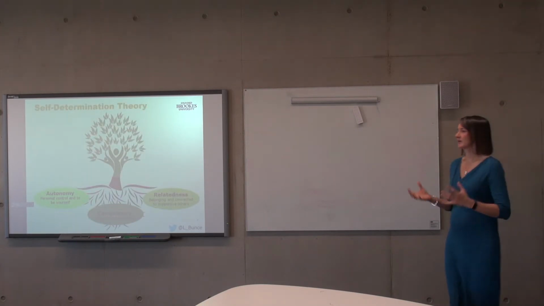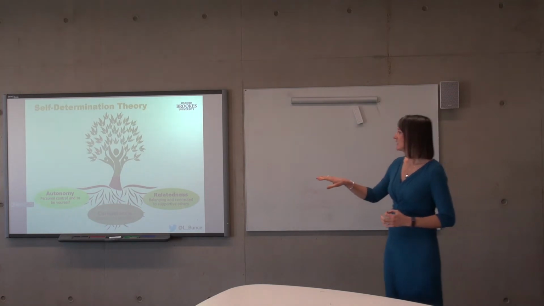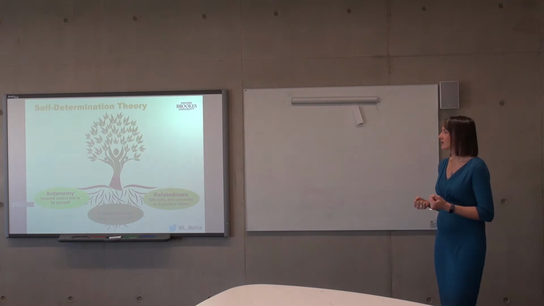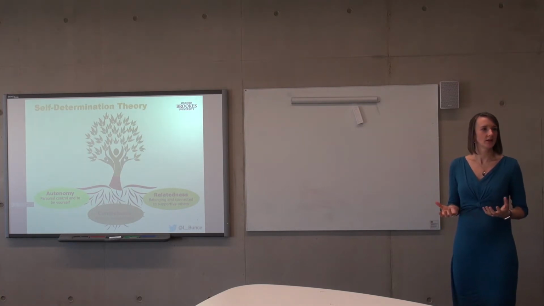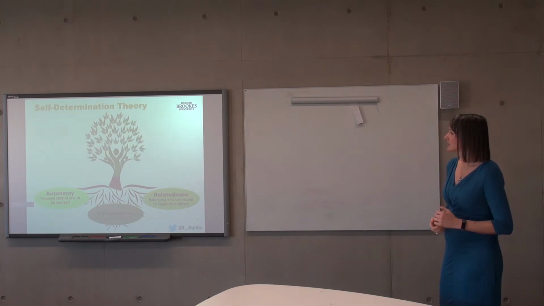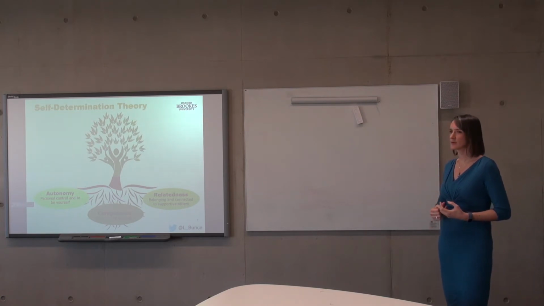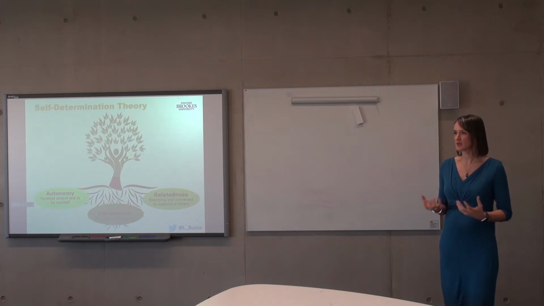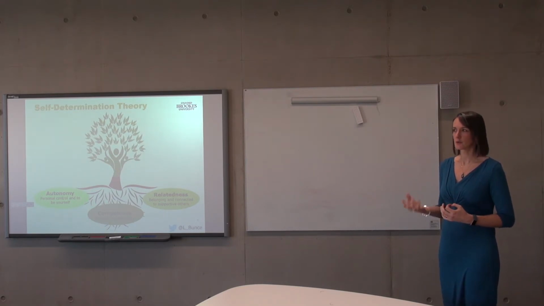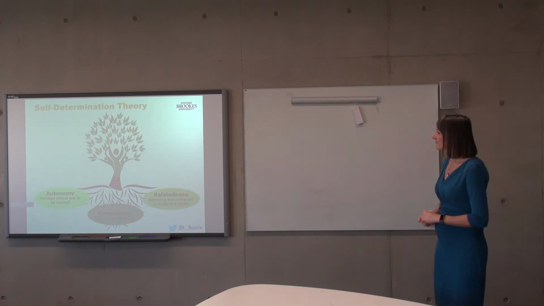So one way to think about this theory is to think of these 3 psychological needs at the bottom as being like the nutrients that support our growth and development and the ability to achieve our full potential. So autonomy is about having a sense of personal control, the ability to be yourself, to express yourself and to not be dictated to or told what to do by other people.